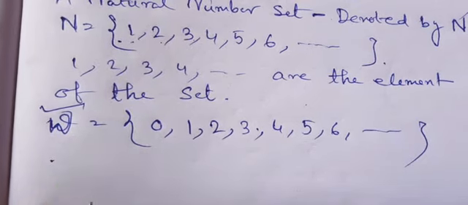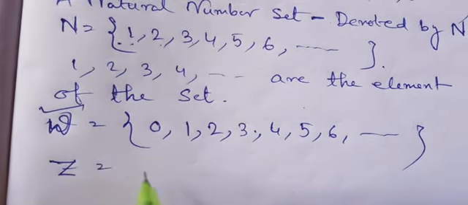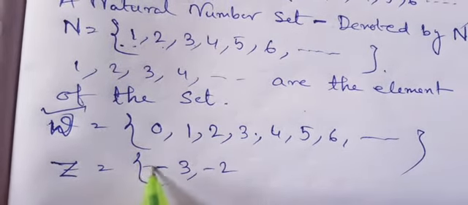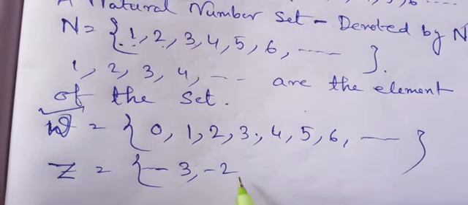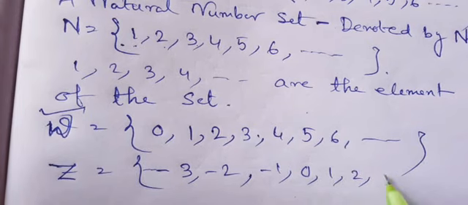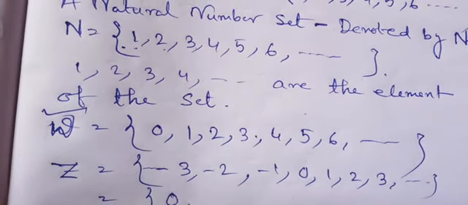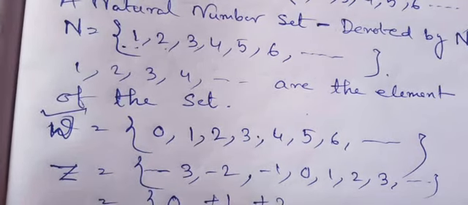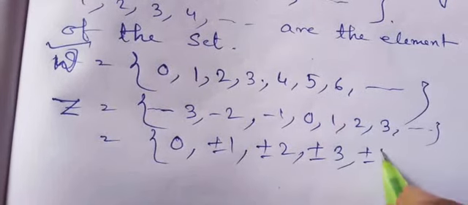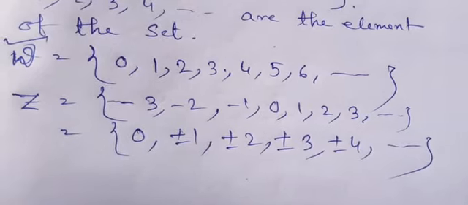Next, the set of integers is denoted by Z: minus 3, minus 2, minus 1, 0, 1, 2, 3, and so on, that is, 0, plus minus 1, plus minus 2, plus minus 3, plus minus 4, and so on. So this is my set of integers, students.